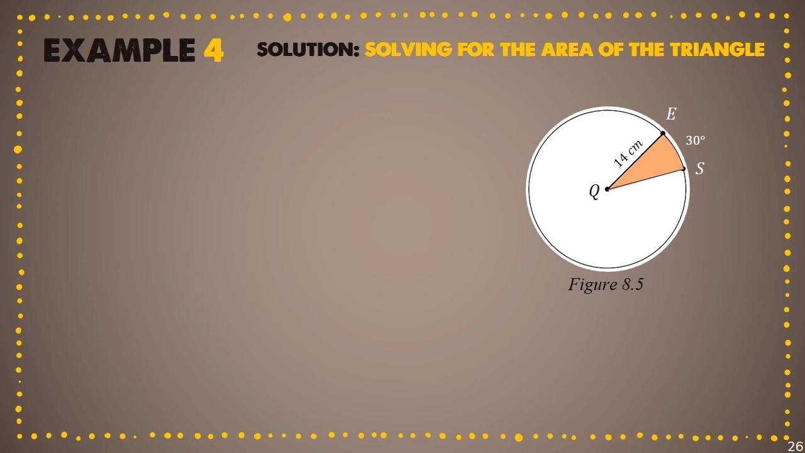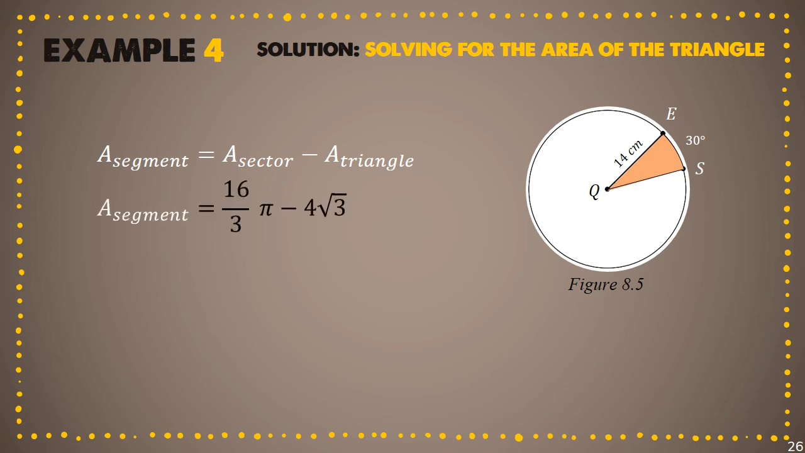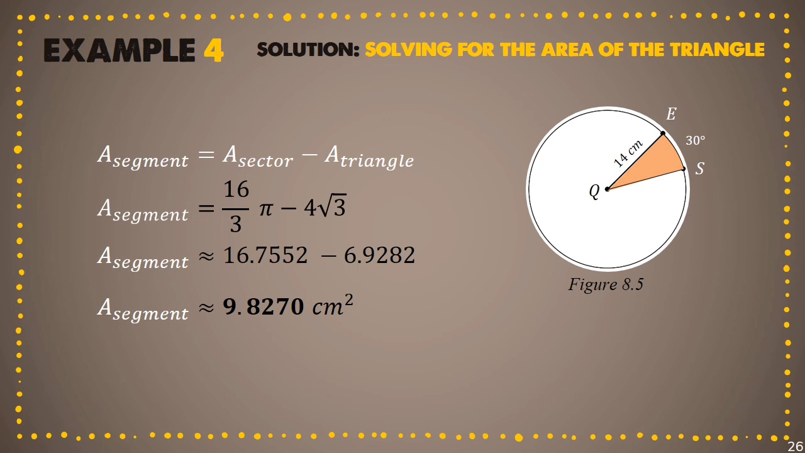So for the last step, we can now solve for the area of the segment. Substituting all the obtained values, we have area of the segment equal to 16 over 3 pi minus 4 times the square root of 3, which is approximately equal to 16.7552 minus 6.9282, which is approximately equal to 9.8270. So therefore, we have the area of the segment approximately equal to 9.8270 square centimeters.